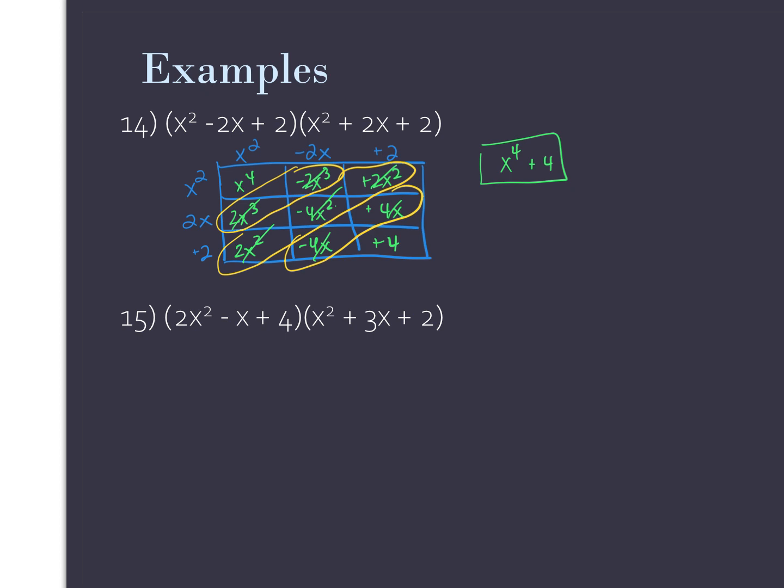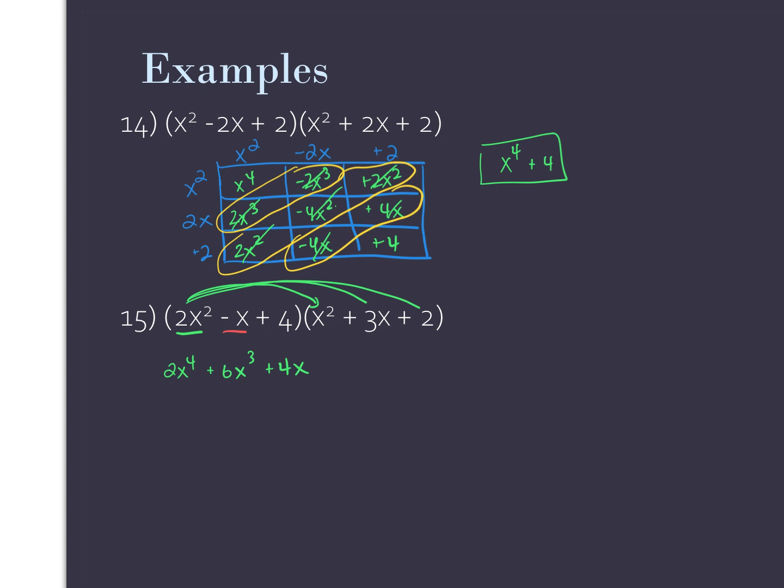Then what you would do is just like you did with the binomials times the binomials, your goal is to take the first term in the first expression and multiply it by every term in the second expression. So again, 2x squared times x squared is 2x to the fourth. And then you do 2x squared times 3x is 6x cubed. And 2x squared times 2 is plus 4x. So you did the first one.